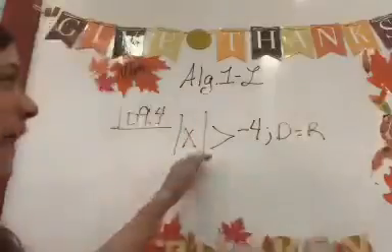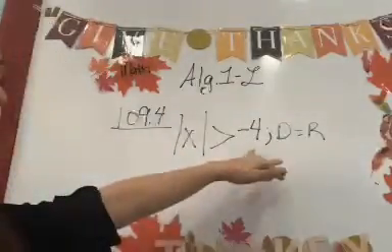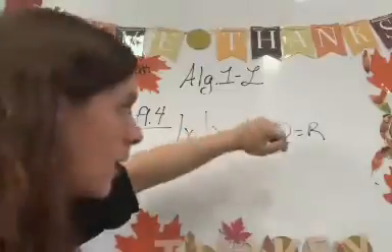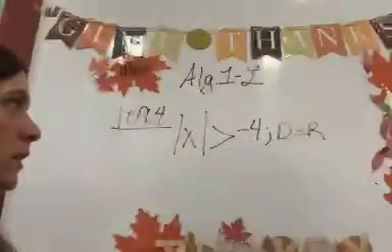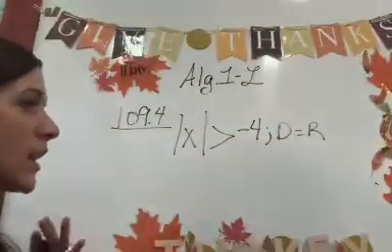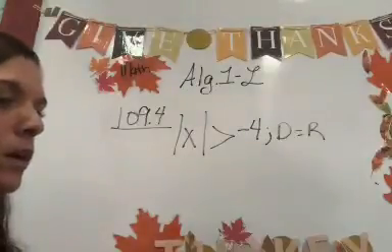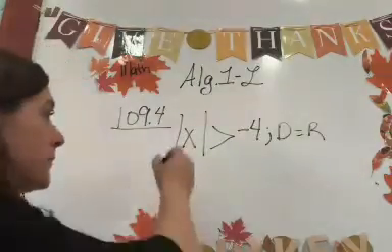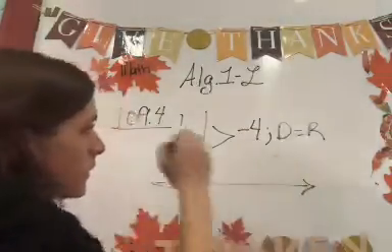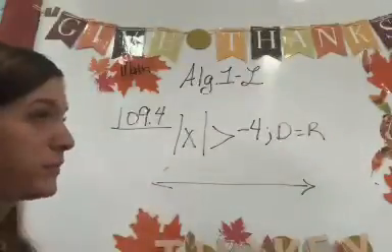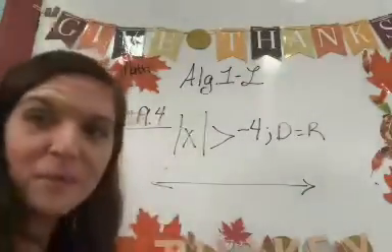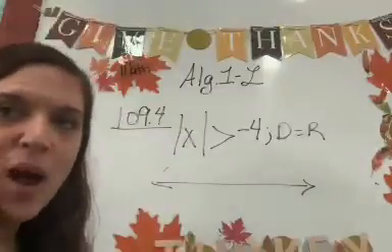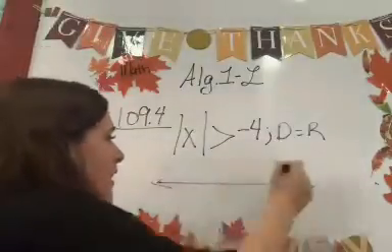Okay, now what's the absolute value that is greater than negative 4? And it's all real numbers. The absolute value is greater than negative 4. So what number on the number line is going to have an absolute value greater than negative 4? All of them. Why? You literally color the entire thing.